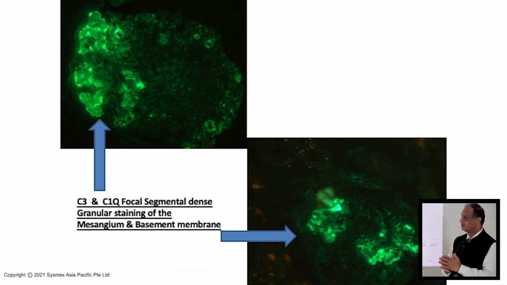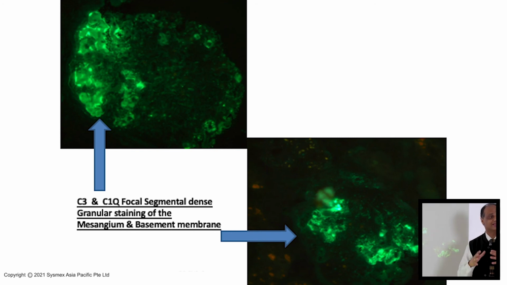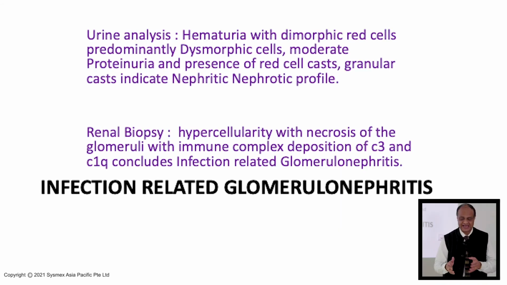Beautiful focal segmental dense granular staining of the mesangium and the basement membrane by two complement systems, that is the C3 complement and the C1Q complement itself. Whenever you have glomerulitis infiltrated by neutrophils, you have nephritic syndrome. It's a non-ASO titer case. The ASO titers are normal, but your C-reactive protein is very high. Deposition of complements C3 and C1Q indicates that it's an immune complex based disease, and hence we have to review in entirety the urine analysis and the renal biopsy together.